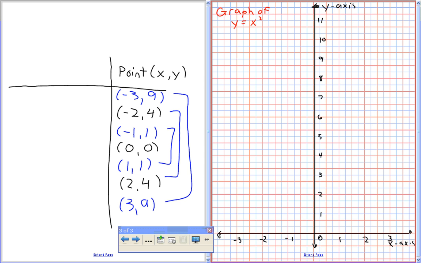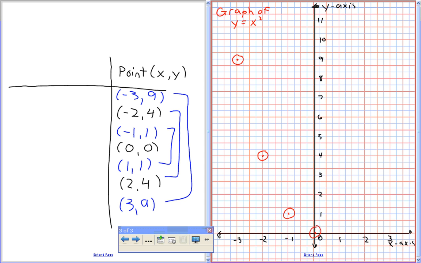Then we're going to start plotting points. Okay, so -3 and 9. X is -3, so you're going over here for your x. Your y is 9, you're going to be up here. -2 and 4, x is -2, y is 4, is going to be right here. X is -1, y is 1. I'll be right there. X is 0, y is 0.